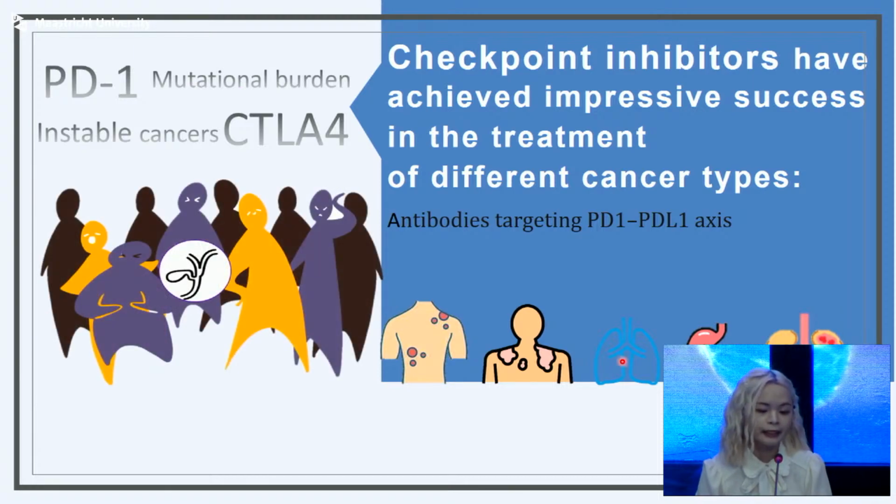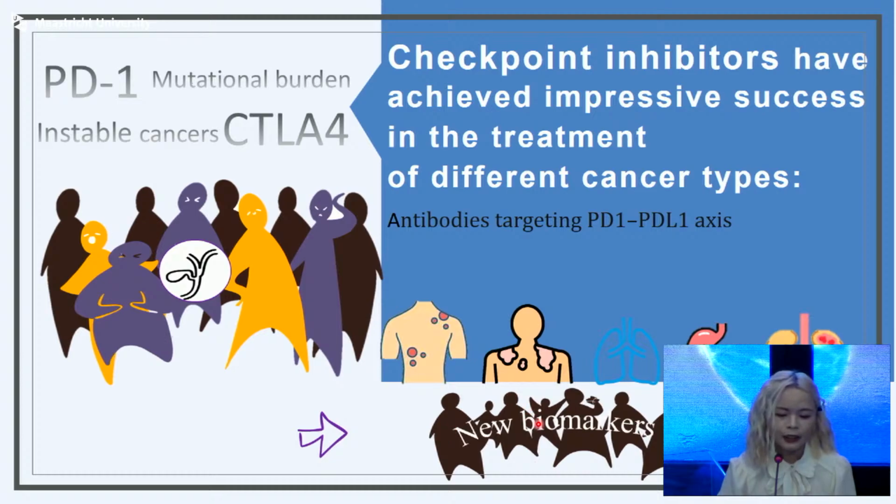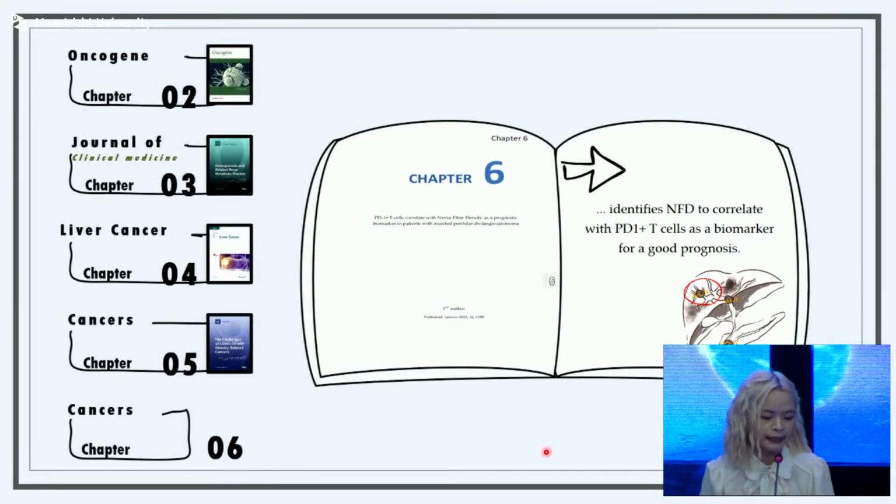However, the majority of CCA patients receiving checkpoint inhibitors do not derive benefits. We urgently need new biomarkers to predict response to checkpoint inhibitors, which can help patient selection. In Chapter 6, we identify NFD to correlate with PD-1 positive T cells as a biomarker for a good prognosis. In this section, let's talk about the main results of this thesis.